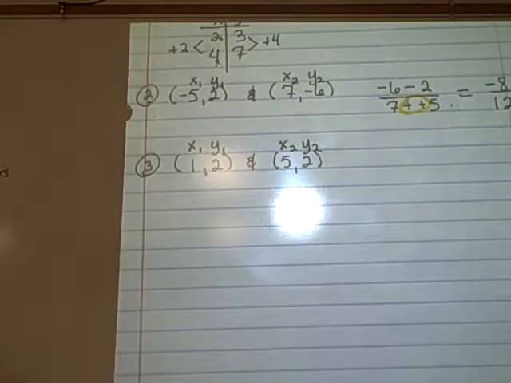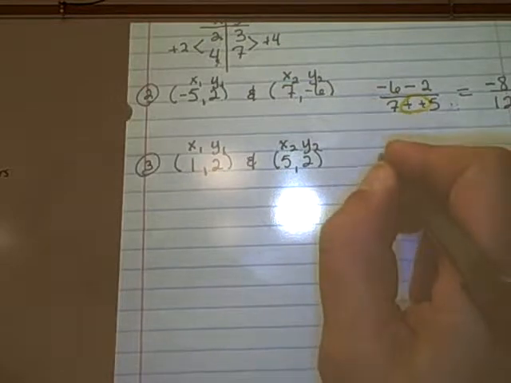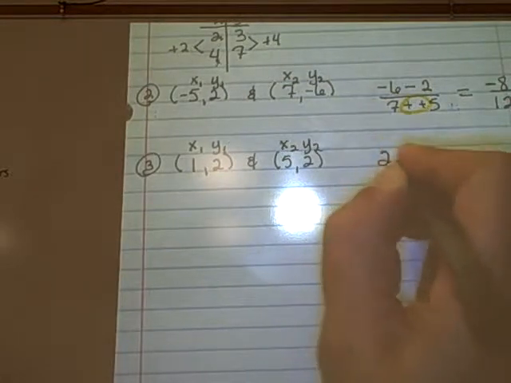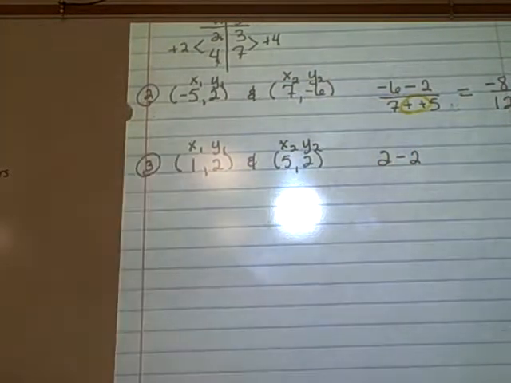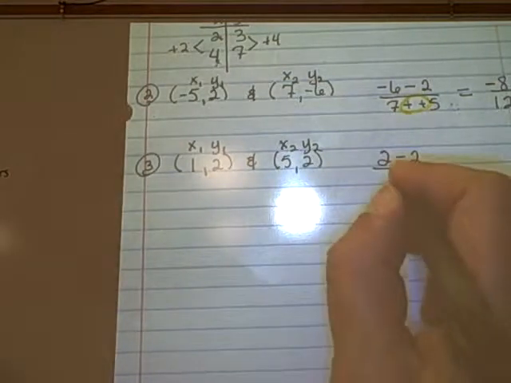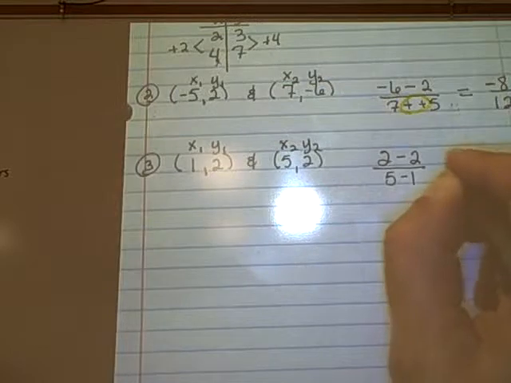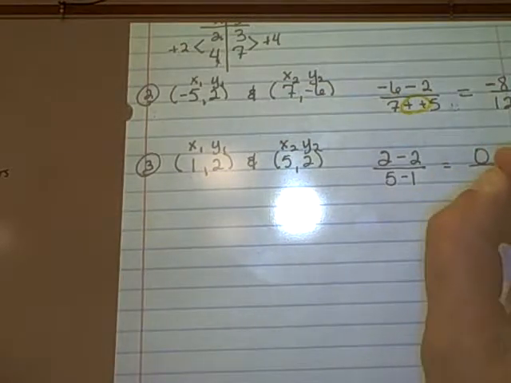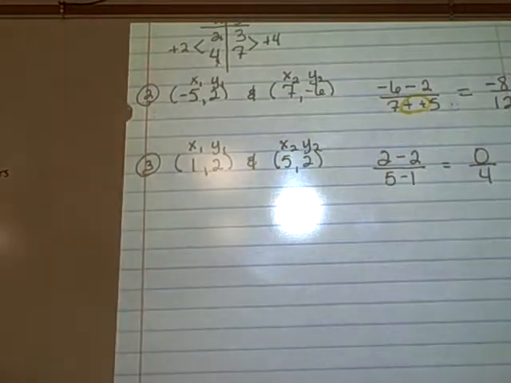So I need the y2 number minus the y1 number on top. What's that going to be? It's going to cancel out, right? 2 minus 2, yeah, it's going to cancel out to 0. And then on the bottom, I'm going to have 5 minus 1. So I end up with 0 over 4.